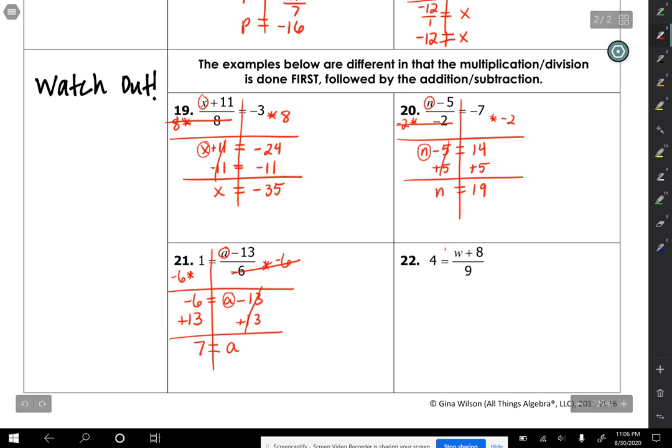Number 22. 4 equals w plus 8 divided by 9. So I'm going to multiply by 9 on both sides. 9 times 4 is 36 equals w plus 8 because those cancel out. Last step, I'm still solving for w, so I need to subtract 8 from both sides. 36 minus 8 is 28 equals w.